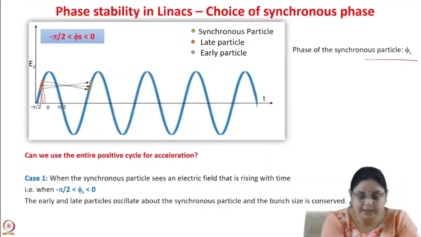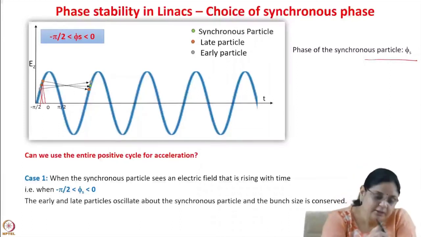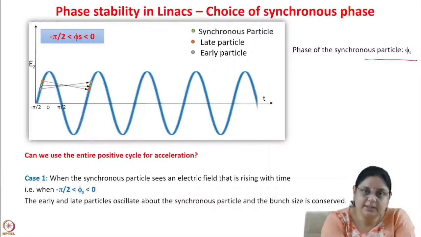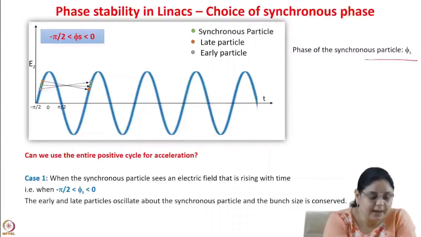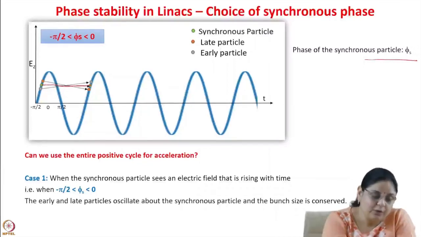The synchronous particle is the ideal particle, the particle for which the LINAC has been designed. It comes to the center of the gap, sees the right field, gets the right energy gain, and reaches the next gap at the correct time to see the same value of the phase again. Now, what about the early particle? The early particle came earlier than the synchronous particle.